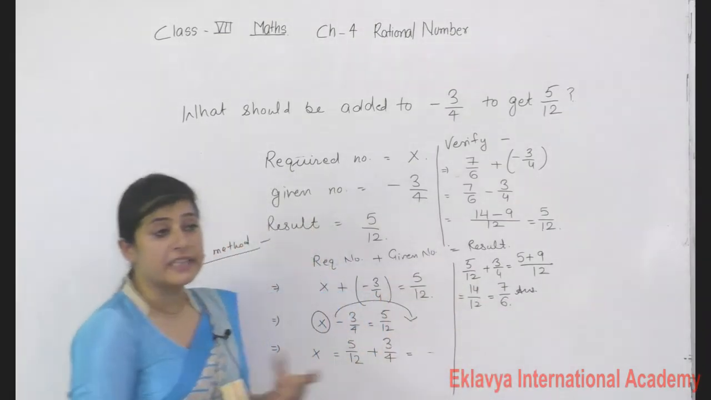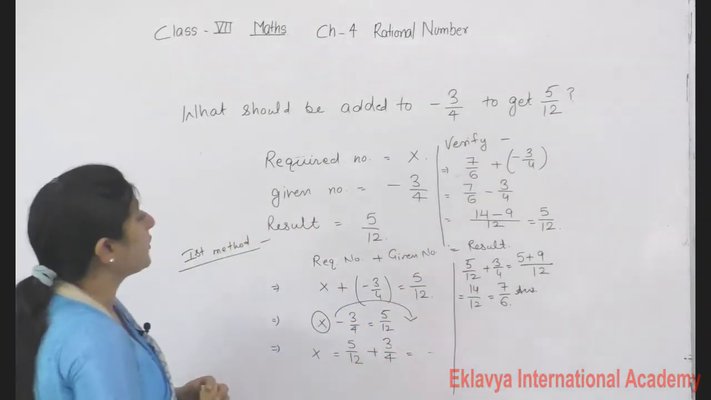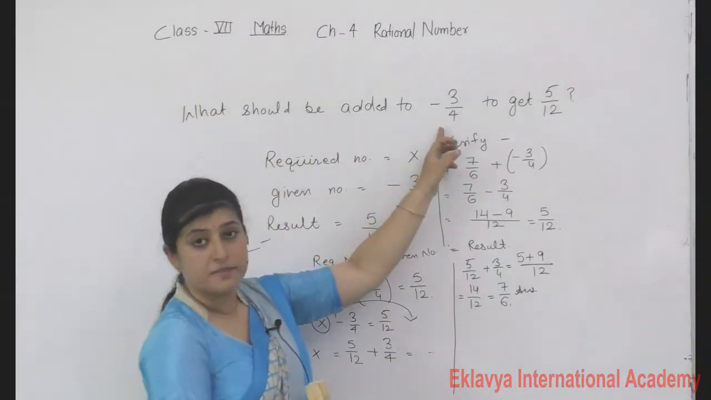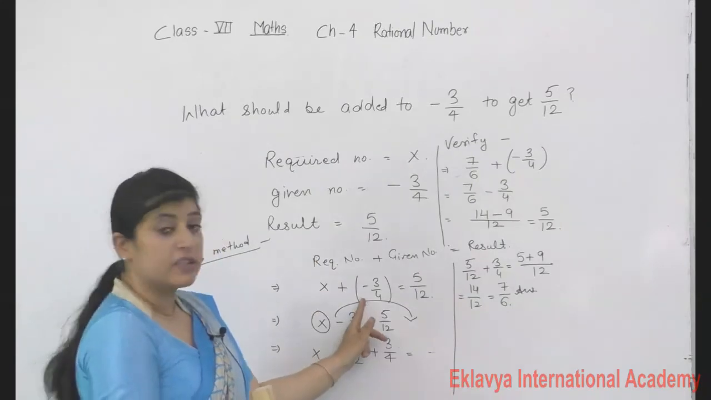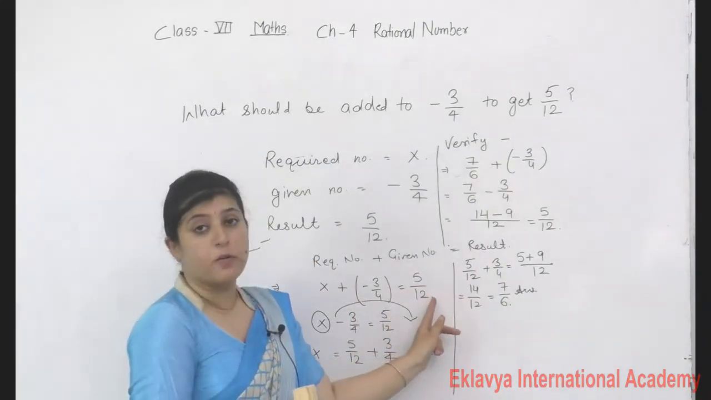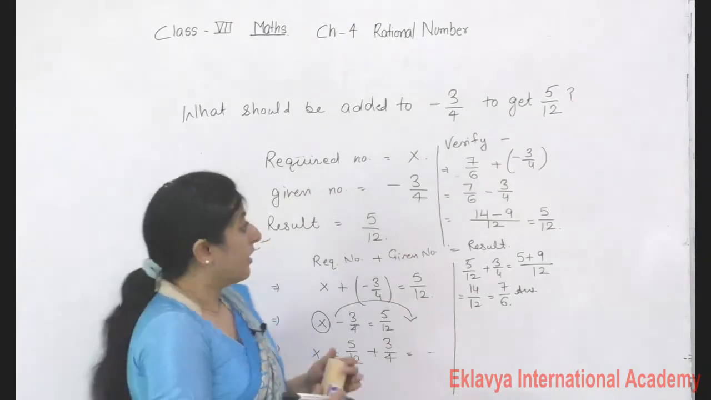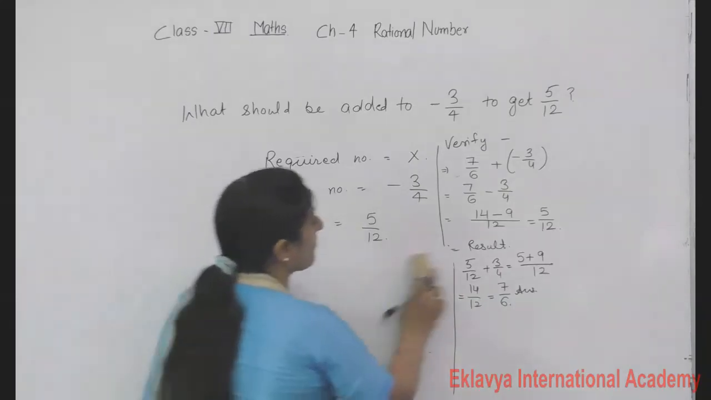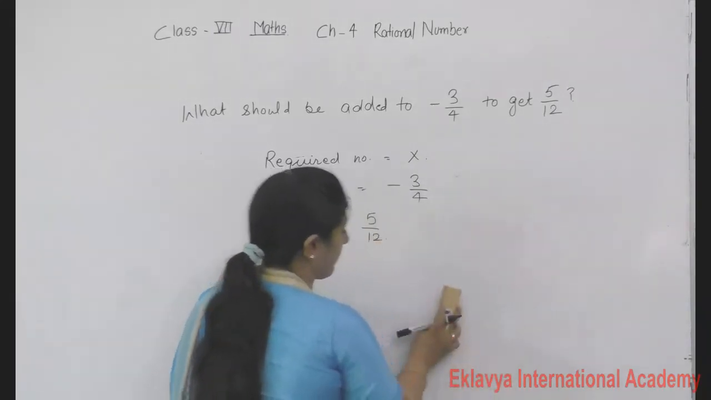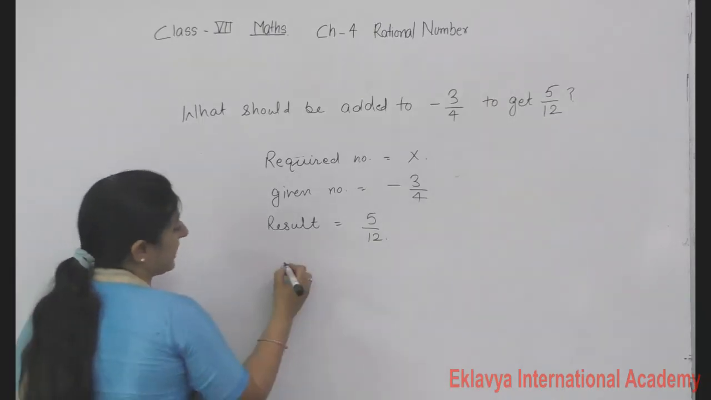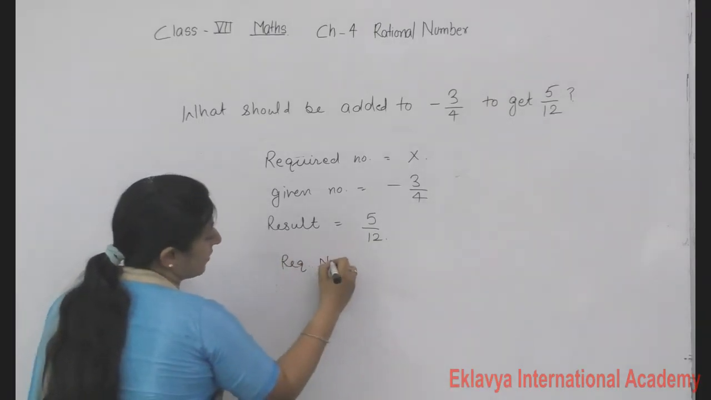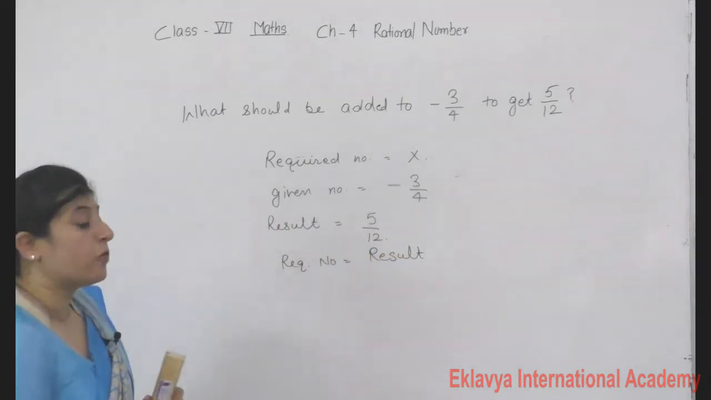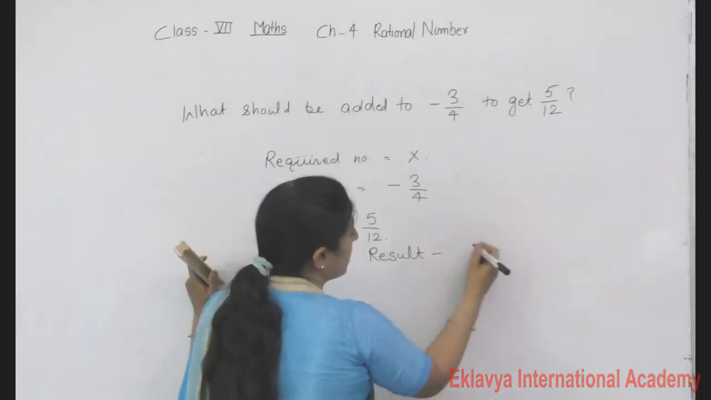This is our first method which we do according to the statement. What should be added? Let x be added to this. So it means x be added to this. Then you got the result 5 by 12. Then solve this thing. Second method, you can say we directly take that required number is equal to result. In this side we have to add. It means here we have to do subtraction.